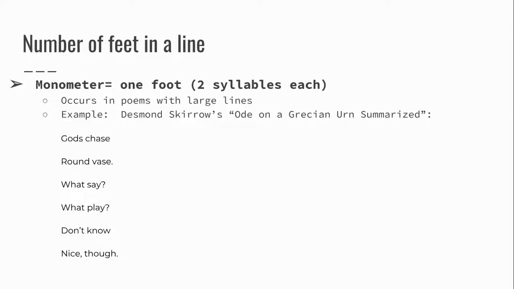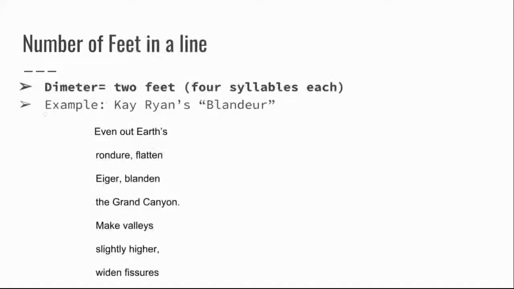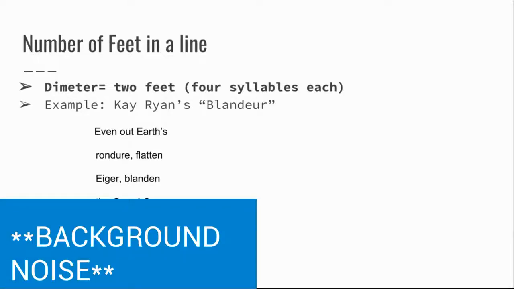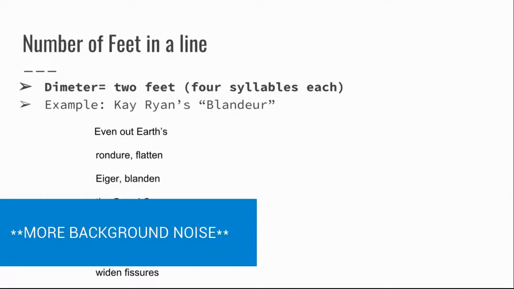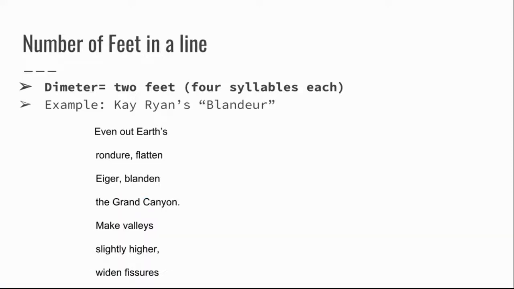Next we have dimeter. You can probably tell where this is going. We're going to change the Latin roots of every word until we get up to the numbers that we're going up to. It's pretty straightforward. Dimeter, di is 2, so that's 2 metrical feet for every line. For example, even out Earth's Rockville Flat, Eiger Blent, the Grand Canyon. That's 2 feet for every line.